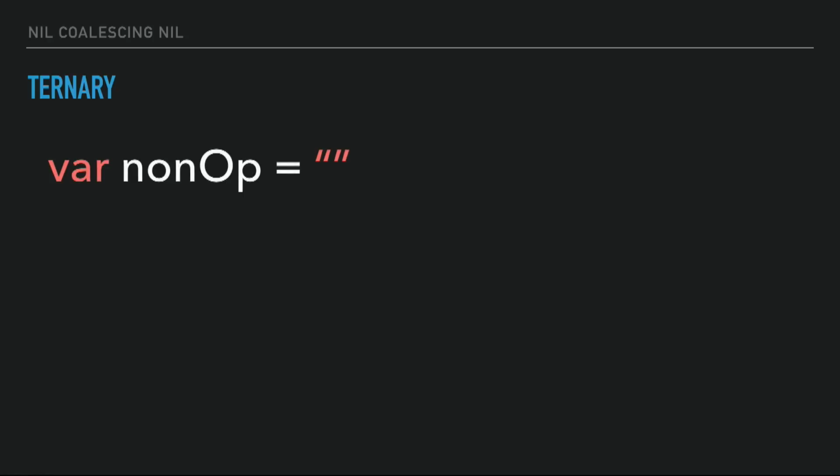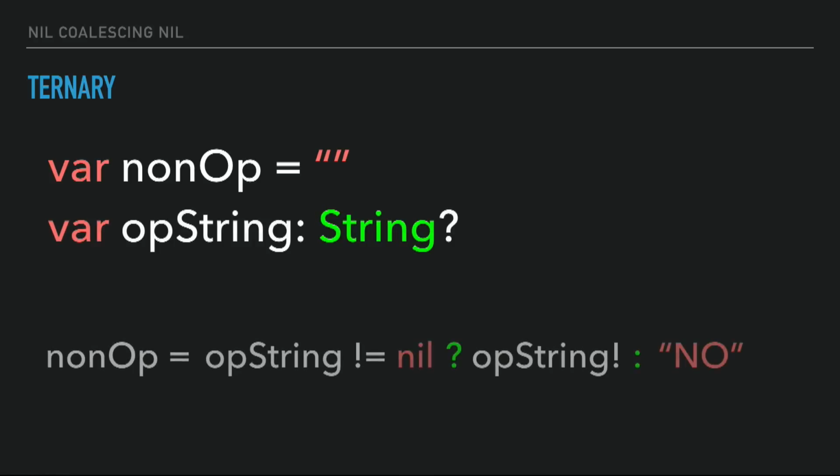Another way of doing this is a standard C-type ternary operator, which does work in Swift. So we do the same thing. We have the same variables, except in this case, we're going to say, okay, if this condition is true, we assign the left side. In this case, the optional string isn't nil, so we're going to unwrap it. Otherwise, we're going to give it the value of no. So at the end of this expression, non-op is going to have a value.